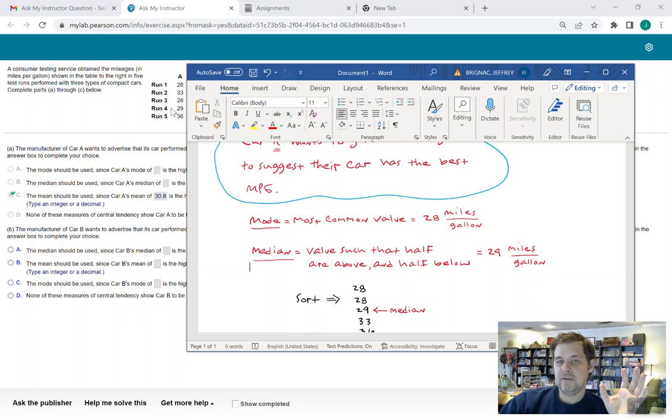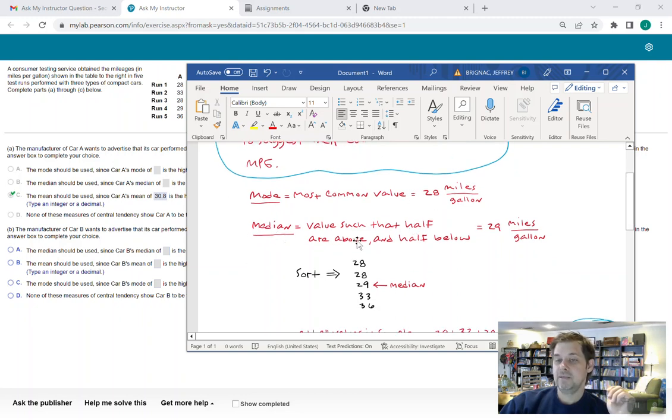So here's the data for car A. 28 miles per gallon on the first test, 33 on the second, and so on. Now, the mode is the most common value in the data set. And I see in this data set, I have 2 28s, and every other number is unique. So the mode is 28. So we could say that the mode, miles per gallon, is 28 miles per gallon.